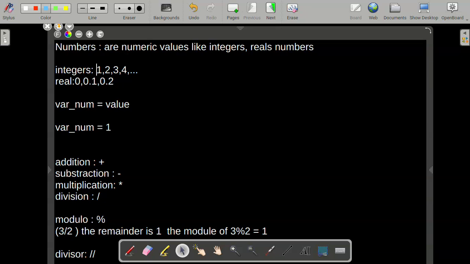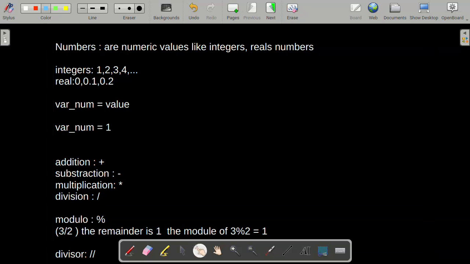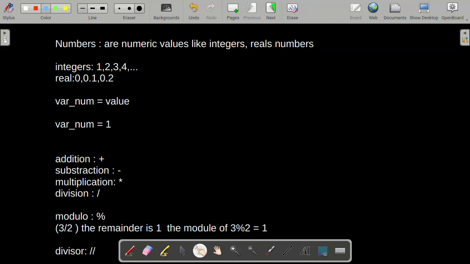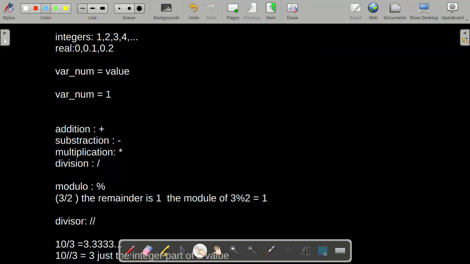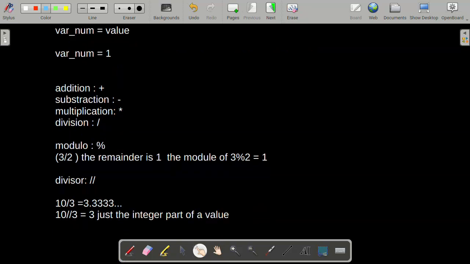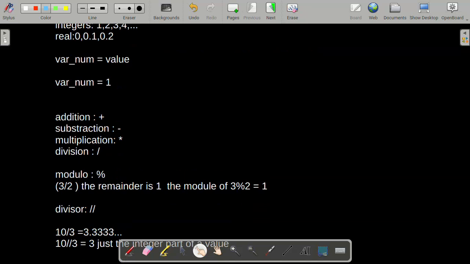So how do you assign a numerical value to a variable? In this case, we're going to have the name of the variable and then the value, which in this case, we're not going to have quotation marks. So for example, here we have var num equal to 1, meaning that we have assigned 1 to var num.